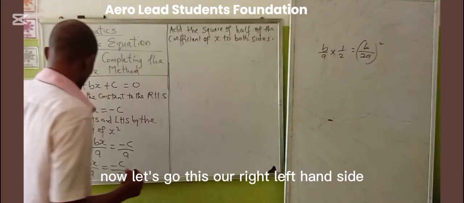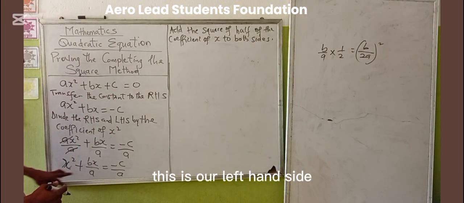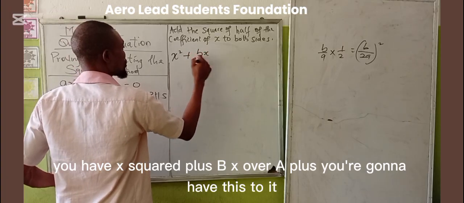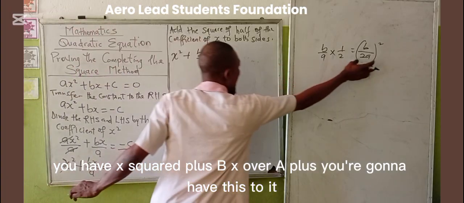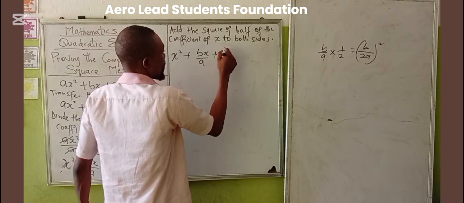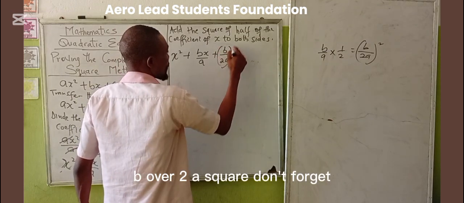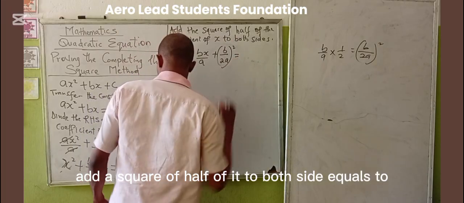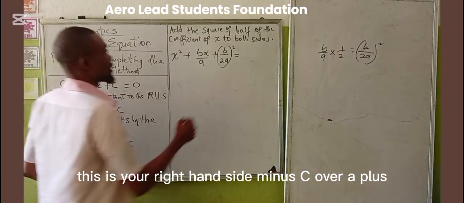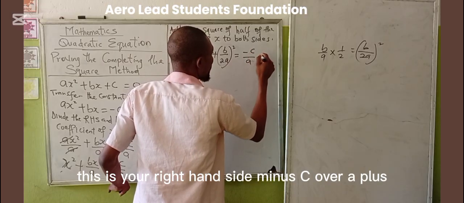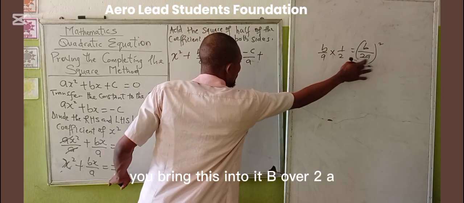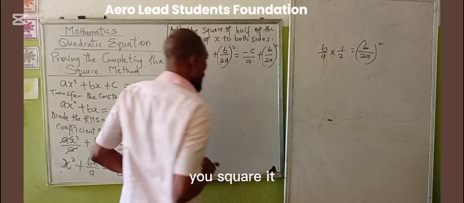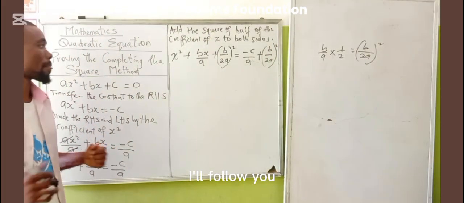Now let's go. This is our left hand side. You have x squared plus bx over a plus, you are going to add this to it. B over 2a squared, don't forget, add the square of half of it to both sides. Equals to, this is your right hand side, minus c over a plus, you bring this into it, b over 2a, you square it. I hope you follow me.